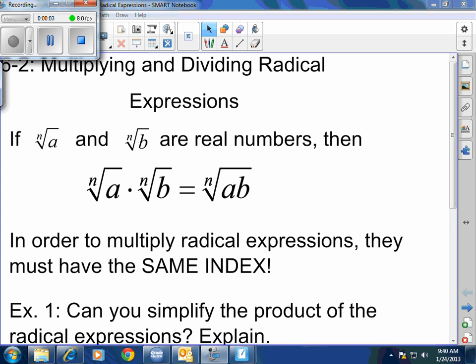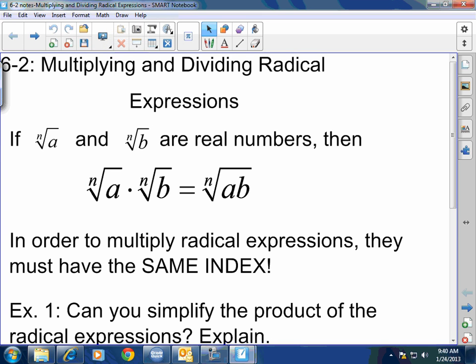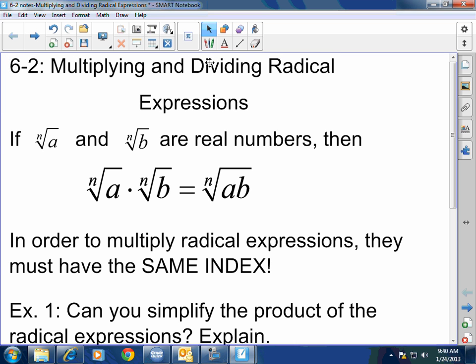All right, my friends. Now we're going to move on with radicals. In 6-2, we're going to be talking about multiplying and dividing radical expressions. Okay? The good news is it's pretty darn easy. There is no bad news.